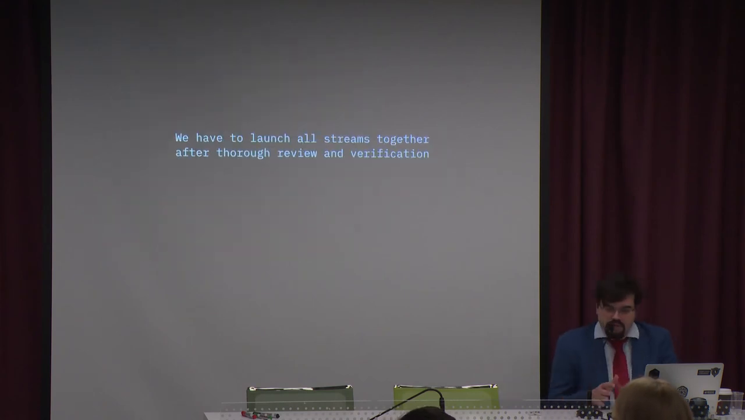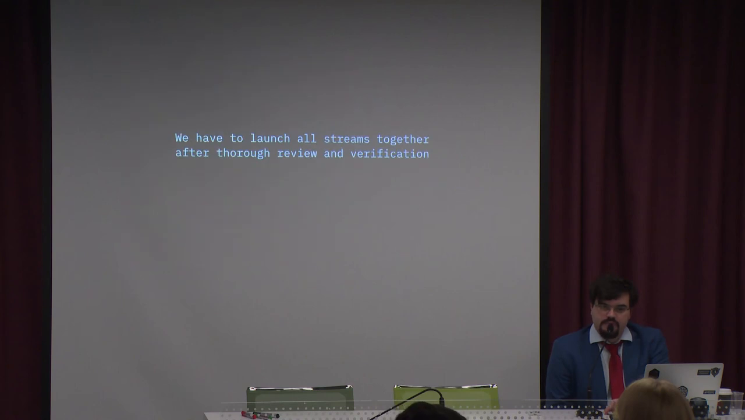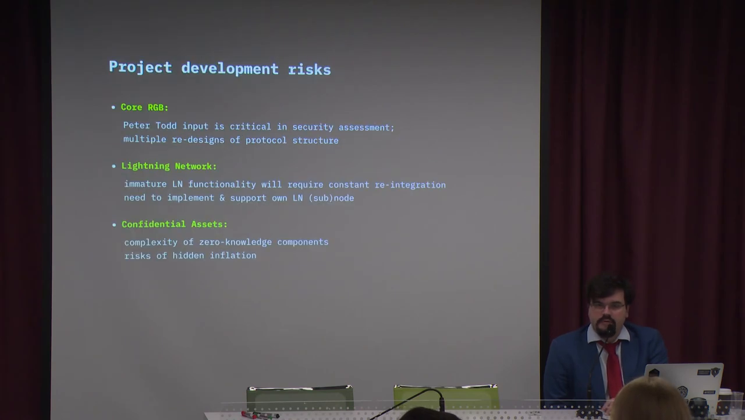The point is that we have to complete all three of them to launch the protocol. We can't go live just with core RGB without scalability on Lightning Network, because it's pointless to have something on chain. We can't do that without privacy either. If you do something without privacy from the very beginning, it will be really hard to add later, and privacy can be deprecated from the protocol. So you have two versions of the protocol, like with Zcash, private transactions and normal transactions, and regulations can just say you should use it without the privacy features.